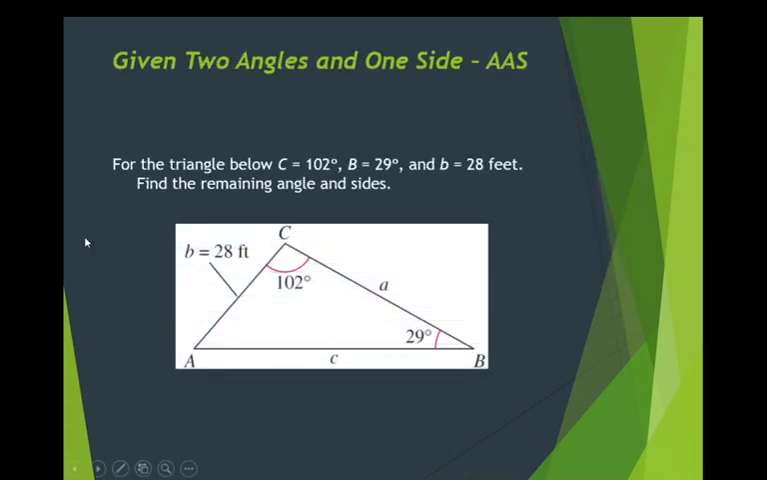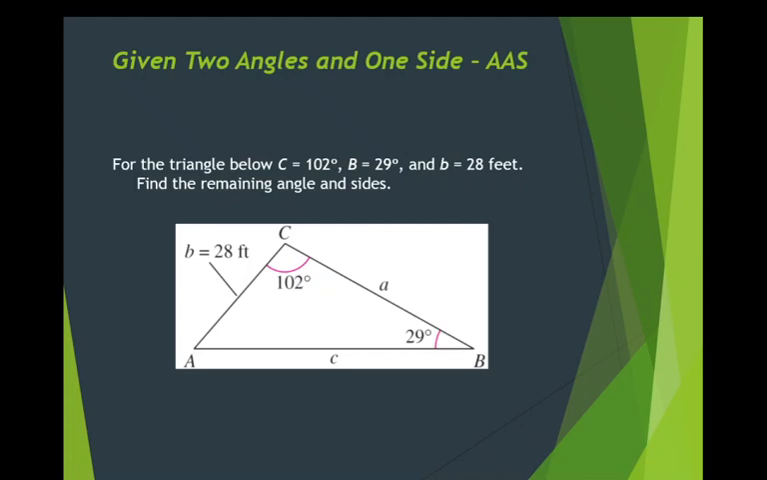So this is one of our cases, given two angles and one side, AAS. Okay, so we're going to work this real easy problem. Find the triangle for the triangle below. They've given us angle C, angle B, and side B. We're going to find the remaining angles and sides. So we're going to apply this law of sines.